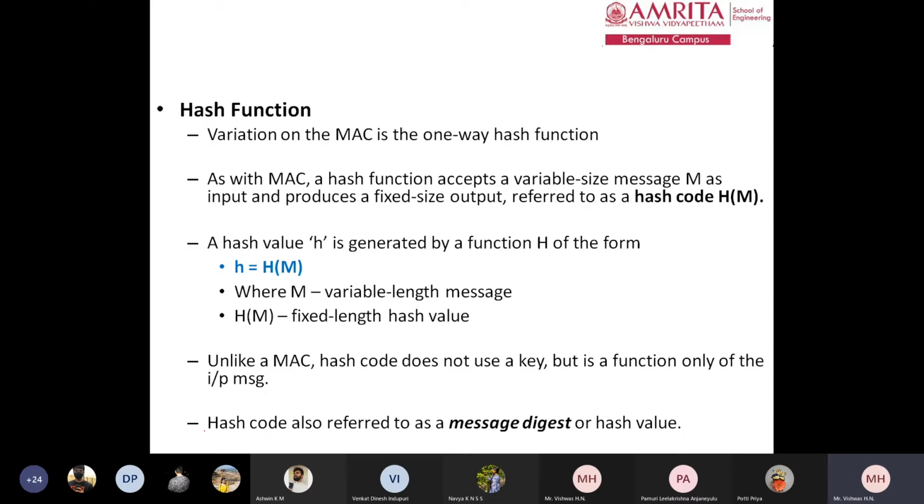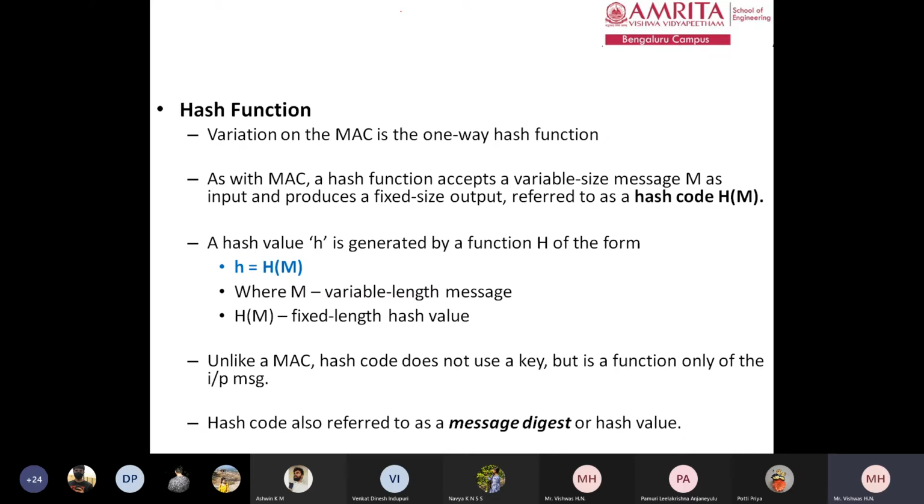As with MAC, a hash function accepts a variable size message M as input and produces a fixed size output referred to as a message digest or hash code. Is that clear? What you have to consider here is that in a hash function you are not going to use any secret key, only the message. Whereas in a message authentication code you use the message and also a key.